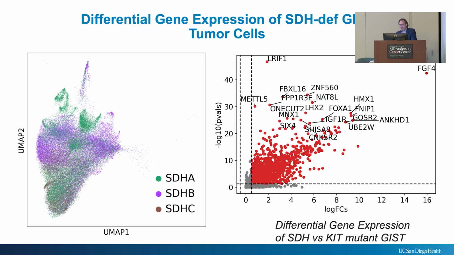If we look at what we call differential gene analysis, where we compared the SDH expression overall versus the KIT mutant tumors, as a very reassuring finding, the biggest thing that we found as a difference between the two populations of tumors was FGFR4, or the FGF4 that I talked to you about earlier.